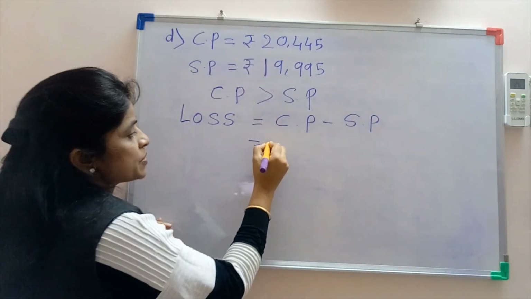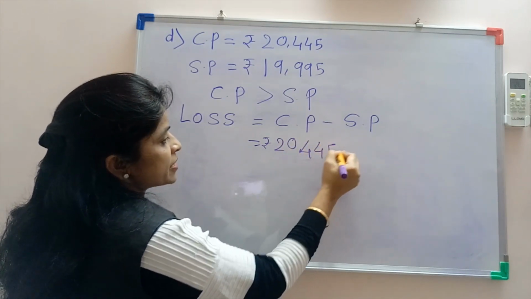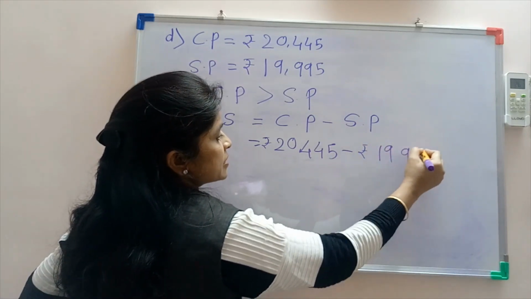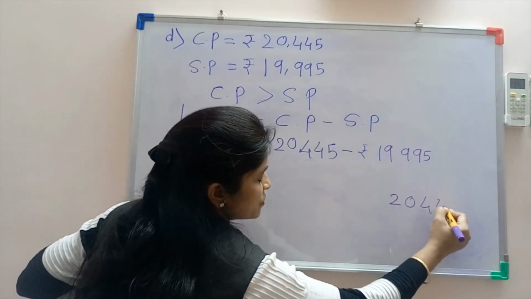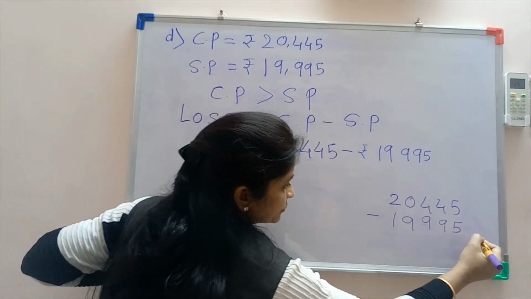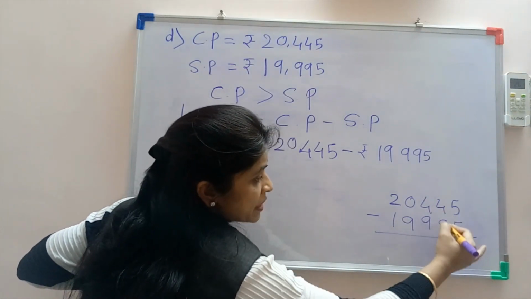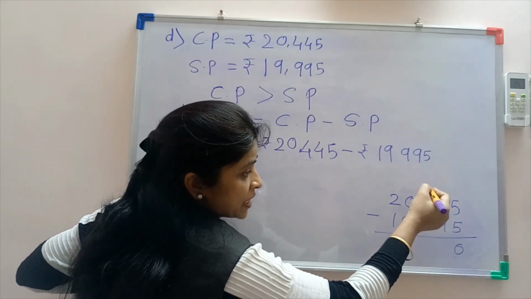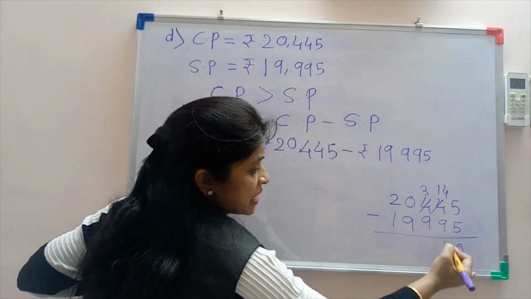Now cost price is rupees 20,445 minus selling price rupees 19,995. Now see the solution for this. 20,445 minus 19,995. Now start with the subtraction here. 5 minus 5 is 0. 4 minus 9 not possible. We will regroup the number. We will go to the 100 place. That becomes 3 and 4 becomes 14. 14 minus 9 is 5.